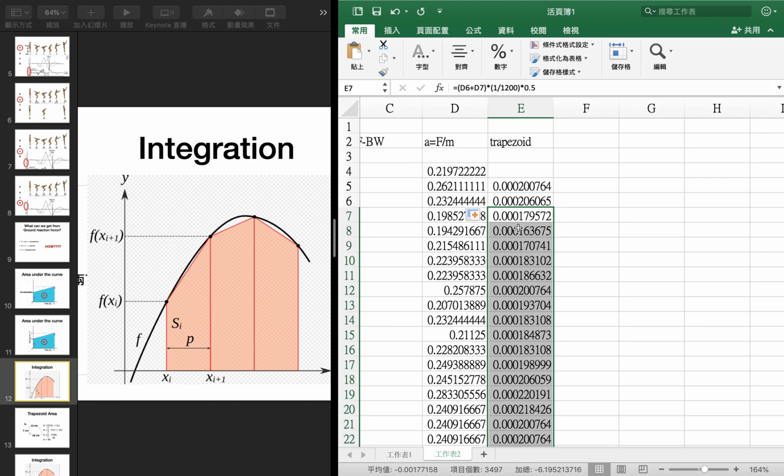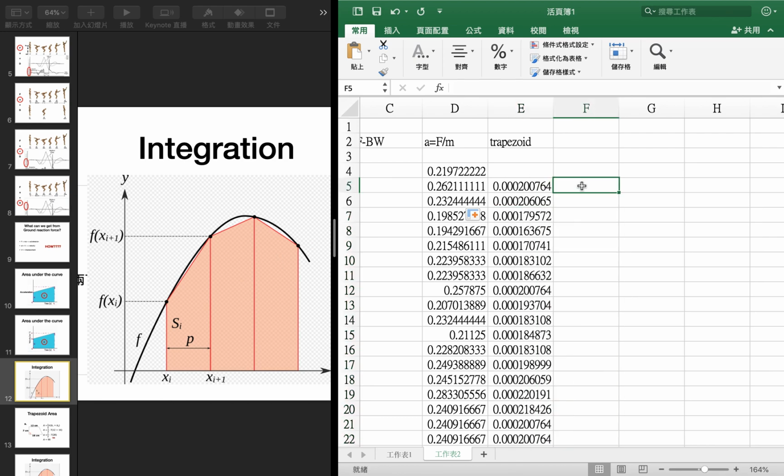Okay, but we know velocity will be the accumulation of all the trapezoid areas before it, right? So the velocity here will be the area before this data point. So you need to accumulate all the trapezoid areas together to get the velocity at this point. And then velocity at the next point will be the accumulation of all the trapezoid areas before it. So we need to use a sum. So here it will be velocity.